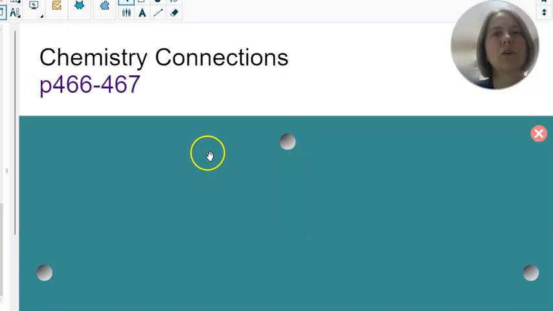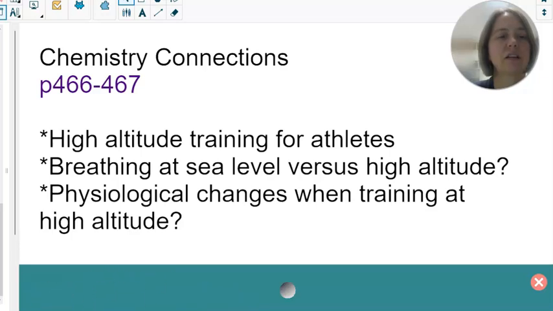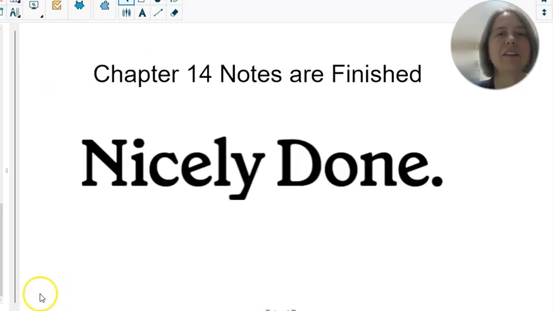Okay, to finish it up, we're going to discuss chemistry connections, so please write these things down and be ready to discuss them. High altitude training for athletes, breathing at sea level versus high altitude, physiological changes when training at high altitude. And then we are done. Good job.